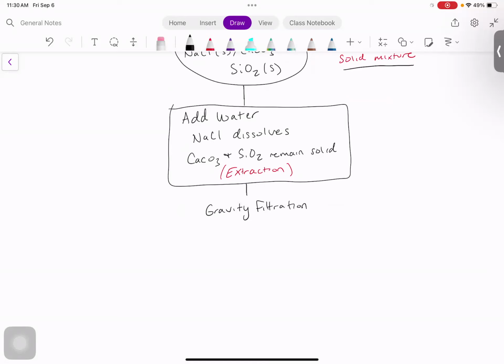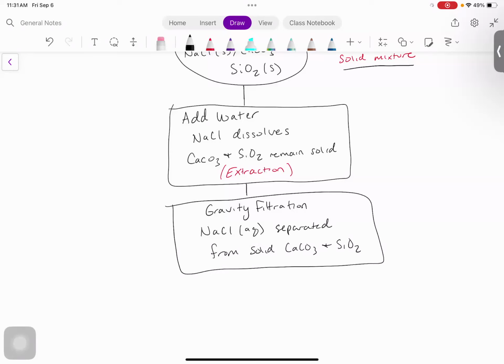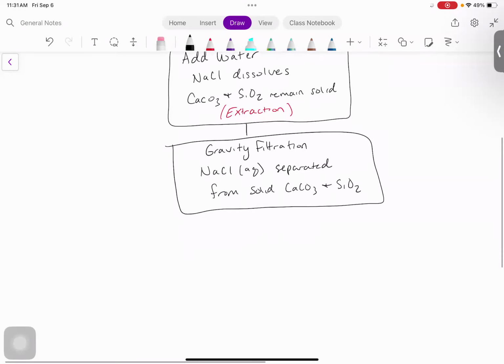So the gravity filtration that we perform is going to take the sodium chloride that's aqueous now, so the aqueous dissolved sodium chloride will be separated from the solid calcium carbonate and the solid silicon dioxide. So that gravity filtration step now allows me to branch my flow chart.